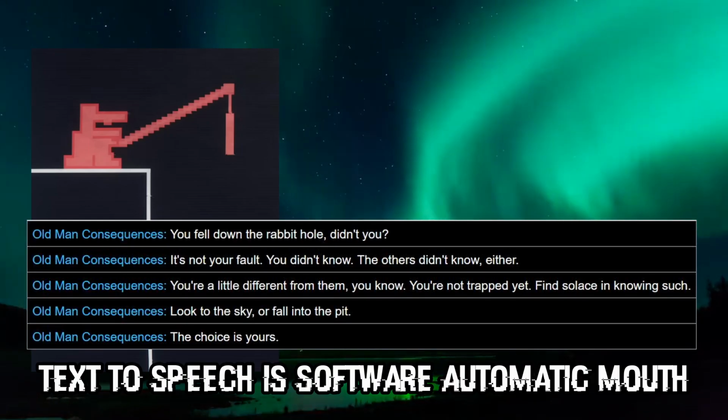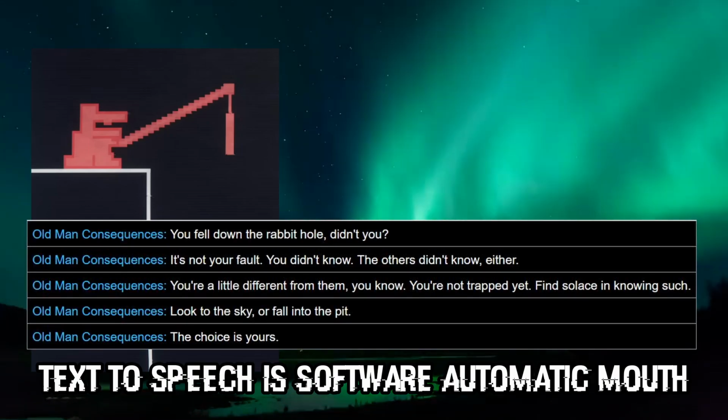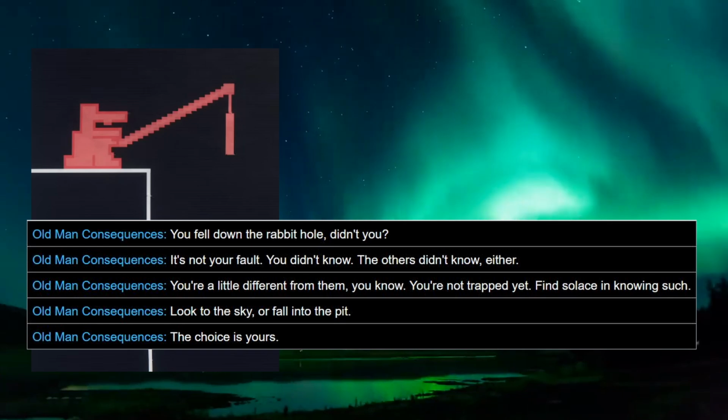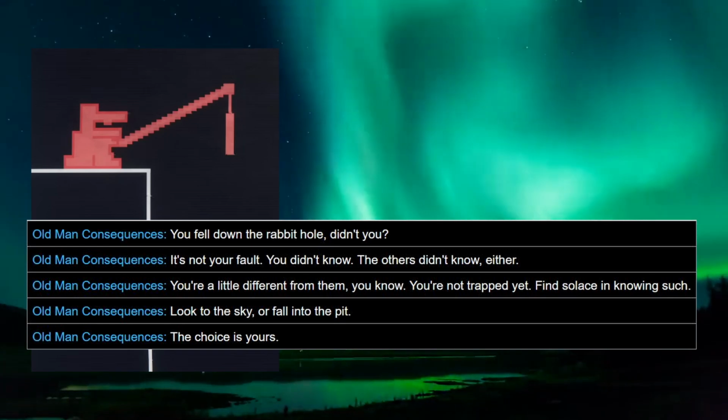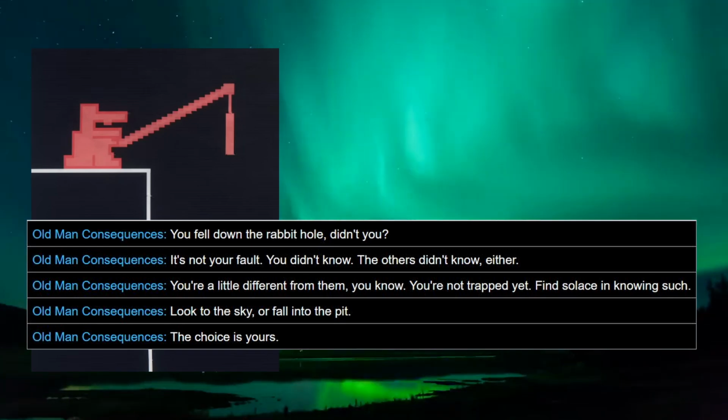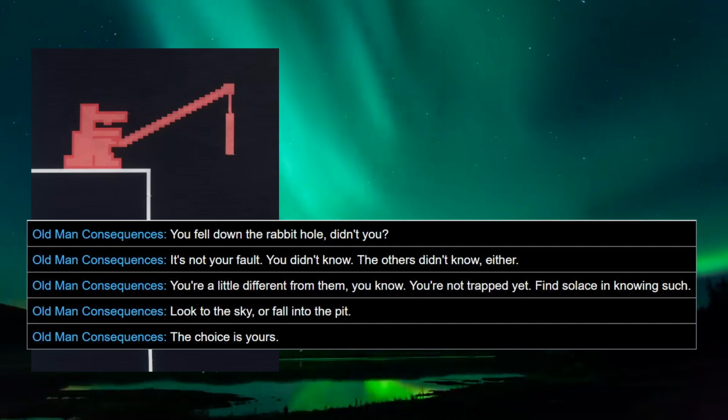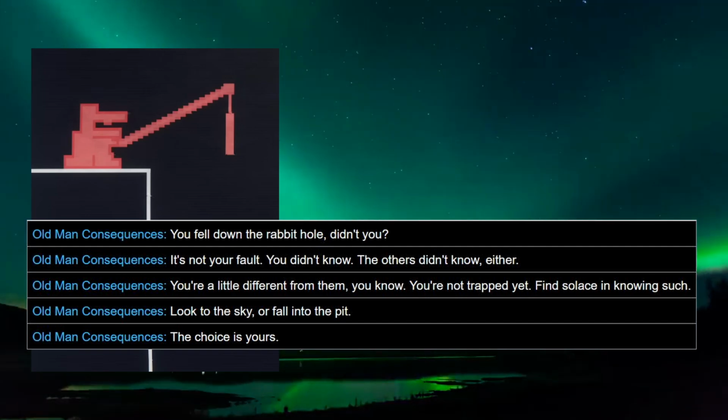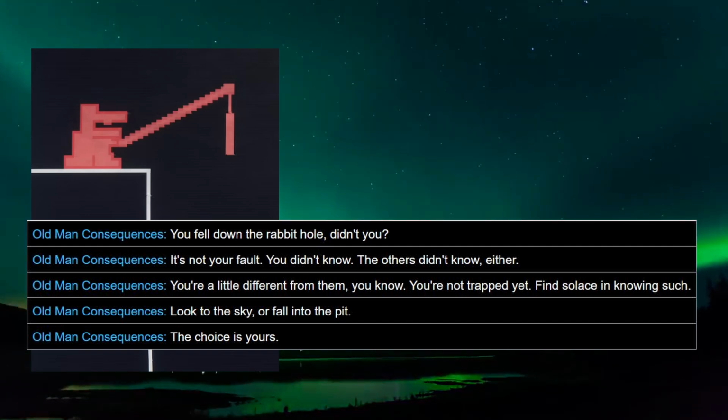You fell down the rabbit hole, didn't you? It's not your fault. You didn't know. The others didn't know either. You were a little different from man. You know. You were not wrapped yet. Find solace in knowing such. Look to the sky or fall into the pit.